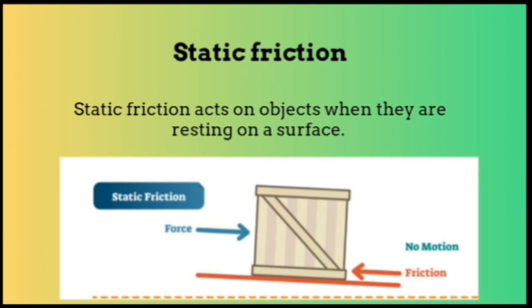Static friction. Static friction acts on an object when it is resting on the surface. In the figure, you can see an object is placed and we have written no motion there, meaning the object is stationary. It is not moving even after applying force and friction.